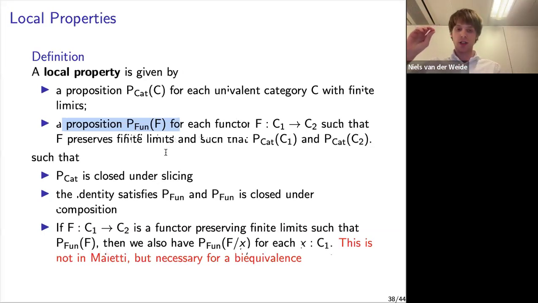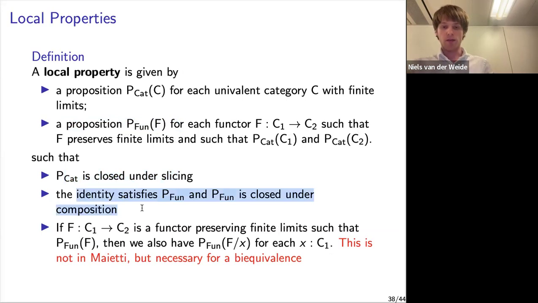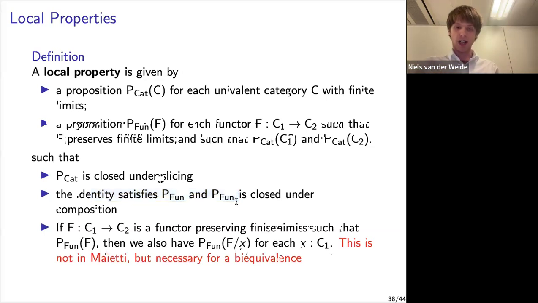What do we require? First of all, that this property is closed under slicing. That is because when we interpret these type formers in a category with this property, we always need to put it in the slices. I forgot the substitution requirement, but we need to have identity and composition satisfy this property. Substitution as well, although that's not on the slide.